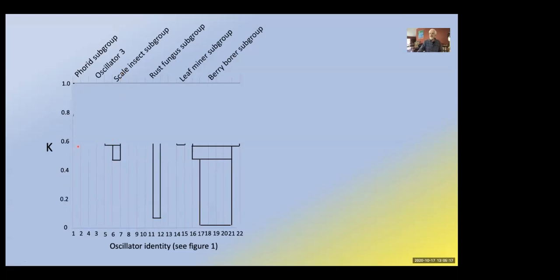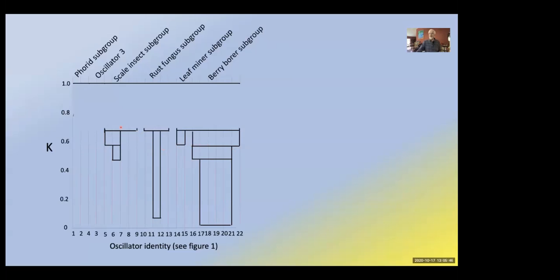Increasing k further, what we get now is the other element of the scale insect subgroup comes together to join it to be a synchrony group. We have a new synchrony group that is part of the leaf miner subgroup that forms a synchrony group. So you can see these synchrony groups are forming just according to the logic of what we claim to know about the biology, the ecology of the system. Here, number 22 has joined this group right here, and now we have one fairly large synchrony group here.